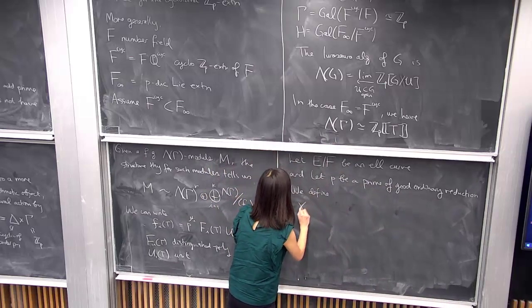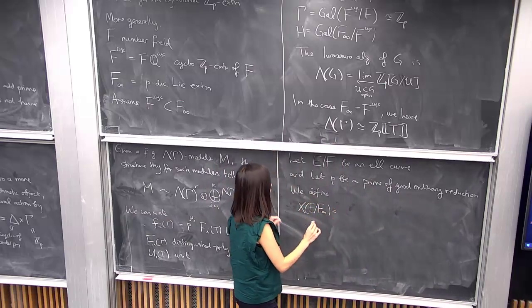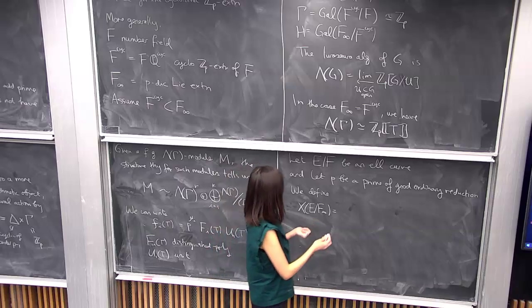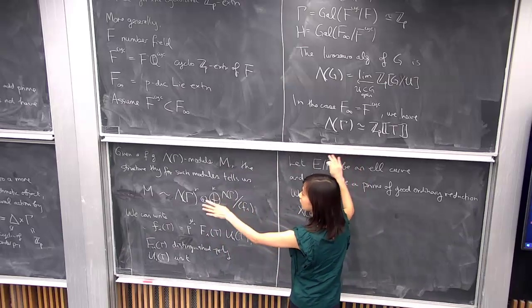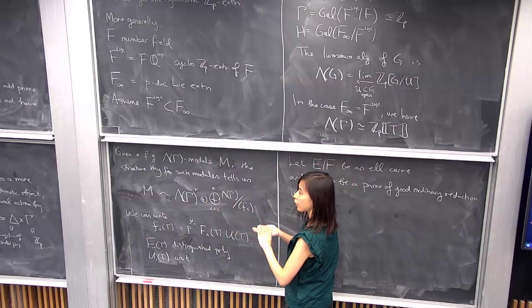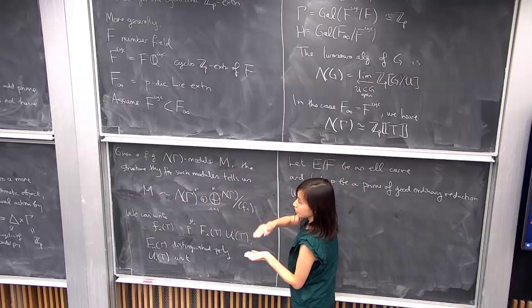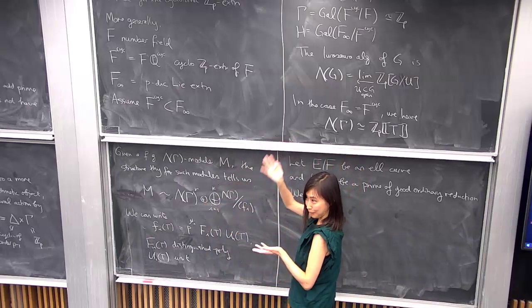X of E over F infinity. This is the Pontryagin dual of the p-primary Selmer group of E over F infinity. So maybe in the ideal class group scenario, imagine taking the p-Sylow subgroup of the ideal class group at the top and taking the Pontryagin dual.